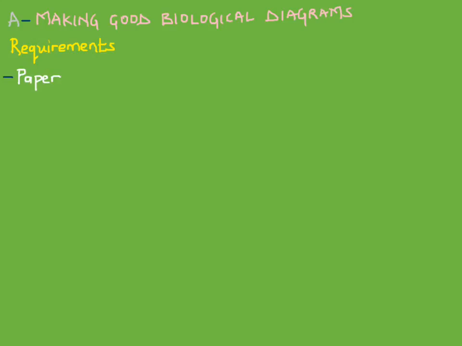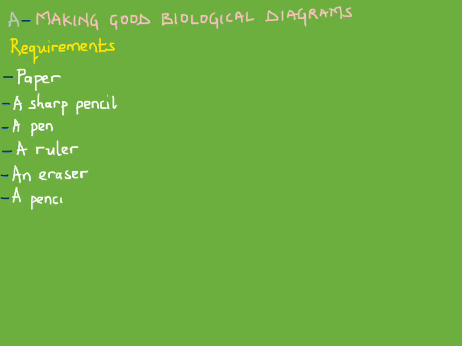How then can we make good biological diagrams? The following equipment is needed: a white unlined paper, a sharp pencil, preferably an HB pencil, a pen, a ruler, an eraser, and a pencil sharpener.